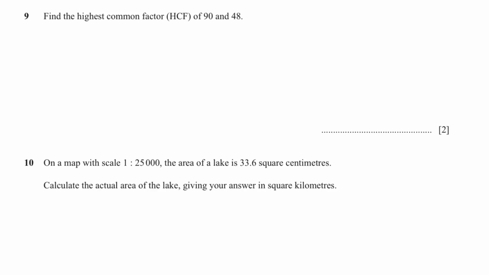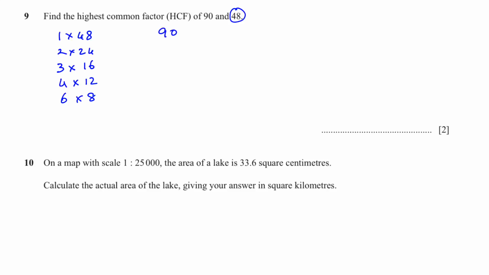Question. Find the highest common factor of 90 and 48. Write down the factors of both. So factor of 48 is 1 times 48, 2 times 24. You can divide 48 by different numbers and check which will give you a whole number. 3 times 16, 4 times 12, and 6 times 8.